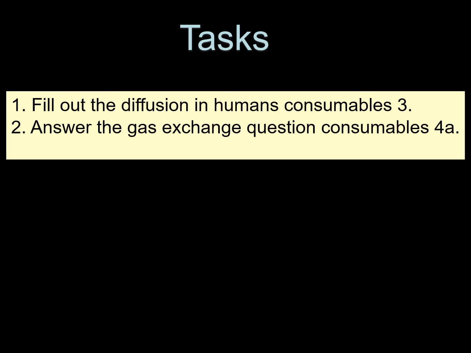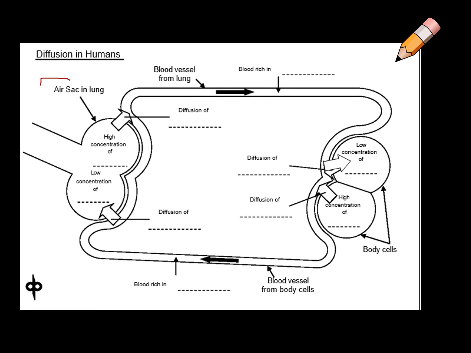Okay, so the answers are, if we start at our air sac, our alveoli in our lungs, we've got our bronchiole and then we've got our air sac, where it meets our capillary. So we know that when we breathe in, our air has a high concentration of oxygen in it and a low concentration of carbon dioxide. So our high concentration of oxygen is going to go to our low concentration of oxygen in our blood. So that is going to be by the process of diffusion.